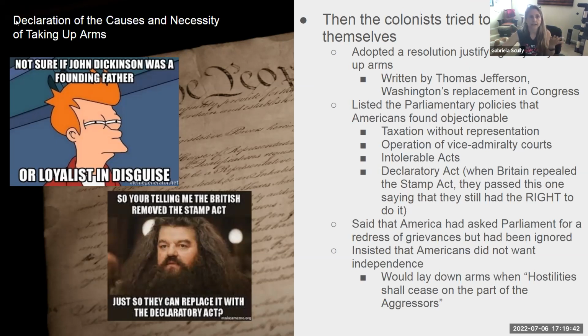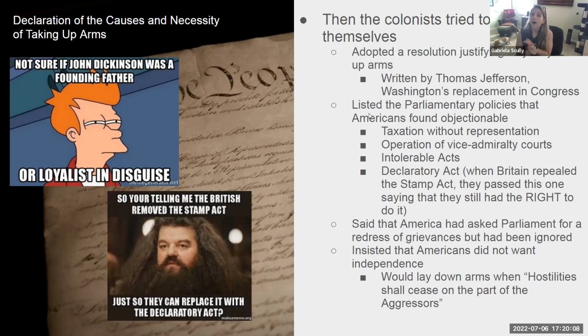They're like, hey, we need to tell you why we're doing this. So Thomas Jefferson writes this declaration. He's there because Washington has left to go be in the army. I mean, to go lead the army. So now Jefferson is there as the representative. And this document basically is like, look, Parliament, here's what we're pissed about. Number 1, you tax us without representation.